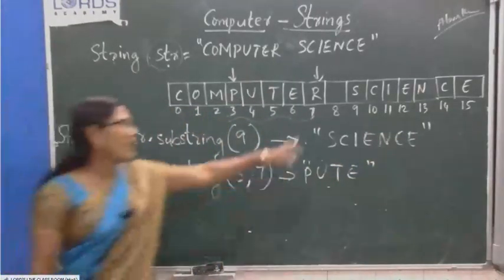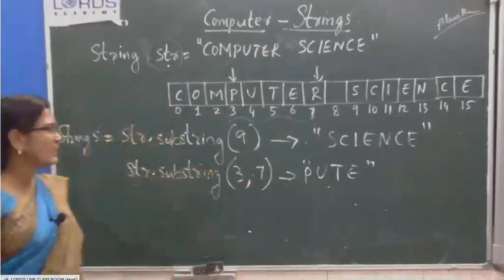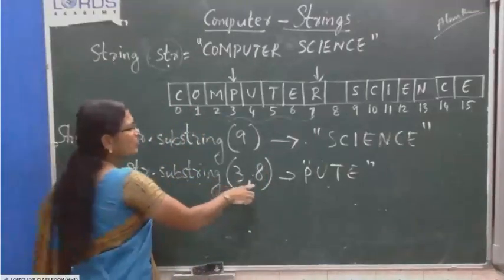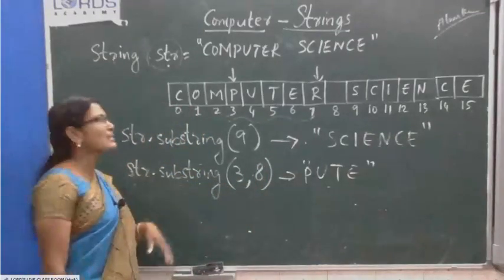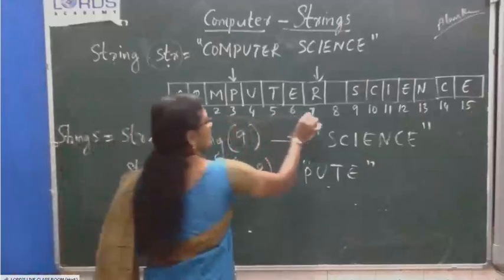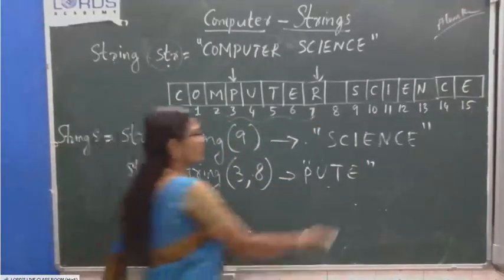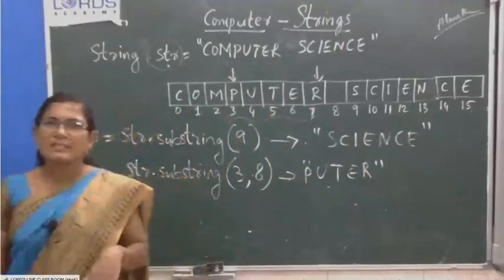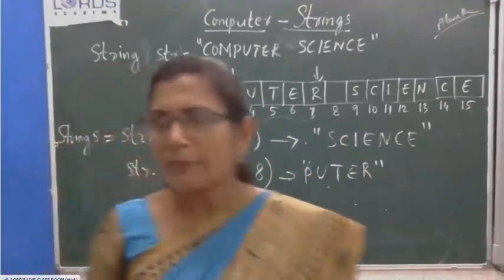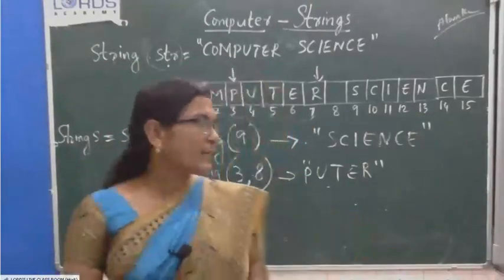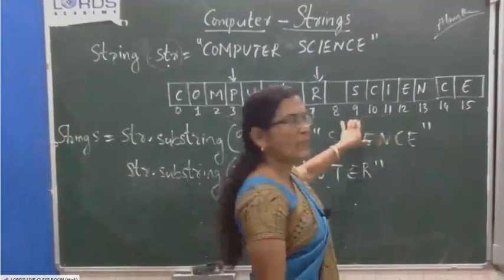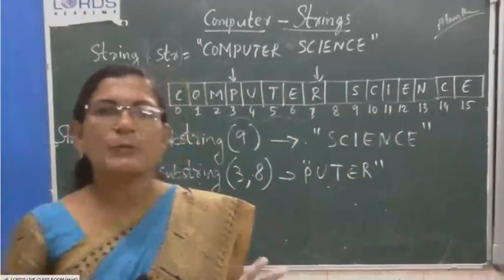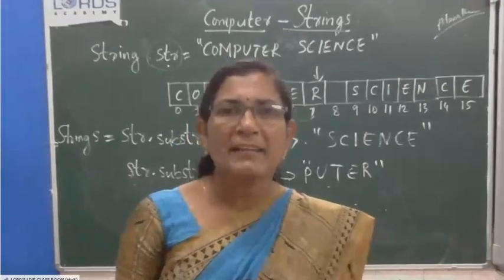If you want to take R, you have to give the ending index as 8. See, here if you give it as 8, 3 to 8, 8 is excluded, 3 is included. 3, 4, 5, 6, 7. P-U-T-E-R is extracted. So, you will be able to extract a group of characters from the middle of a string. You will be able to extract a group of characters from a particular index onwards from a string. Okay. So, the substring method will help you to extract a group of characters from a string.